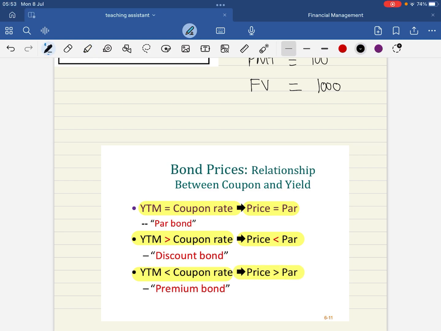And there are different ways to call this kind of bond. The first one we call the par bond. The second one is the discount bond. And the last one is the premium bond.